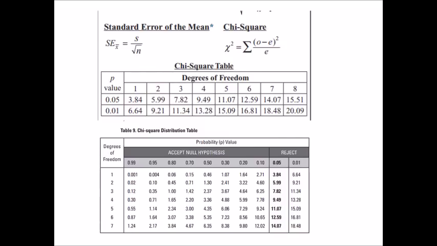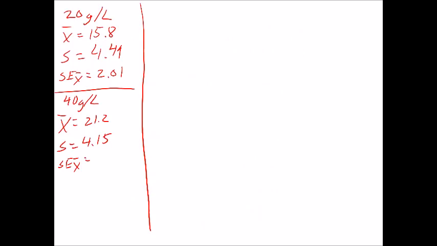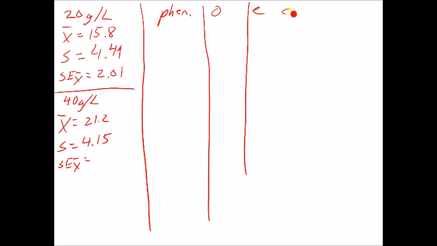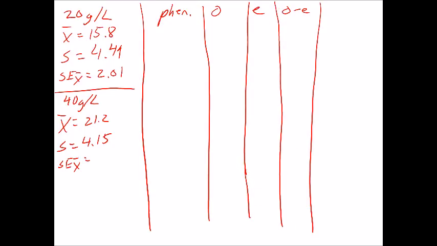So remember, our formula for chi-square looks like this. To calculate the chi-square value, we're going to set up a table. In our table, we're going to do our phenotype, our observed value, our expected value, O minus E, O minus E squared, and finally, O minus E squared all over E.